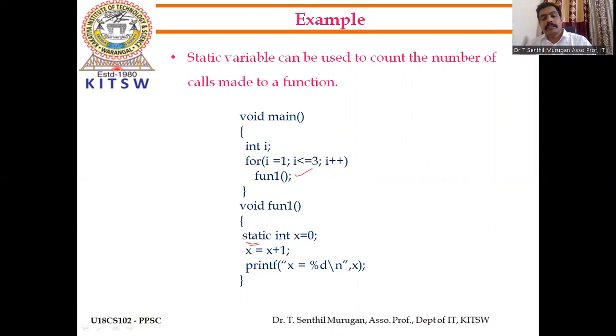First time, what happened? int x equal to 0, x equal to x plus 1. So 0 plus 1 is 1, x equals 1, so 1 will be printed. Again, the second time it is called. When the function call starts, int x equal to 0 is not executed again, since it is a static variable. So it is not changing the value. The value is 1, so 1 plus 1 is 2, and it will print the value 2. So the output is 1, 2, 3 because it is a static variable.